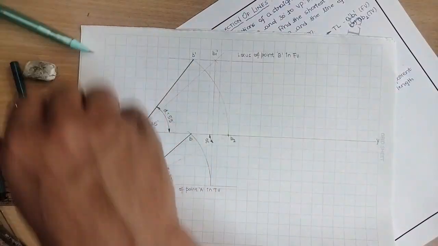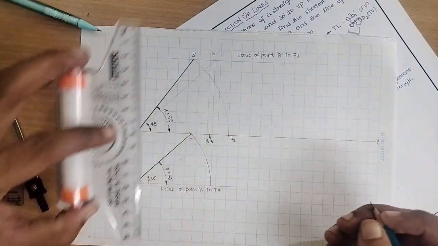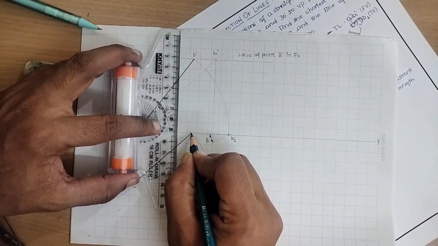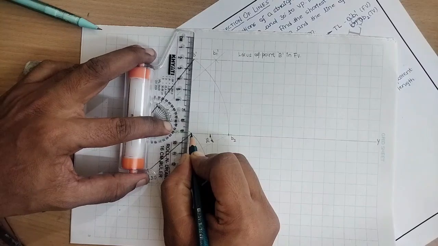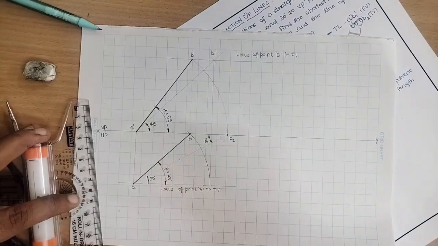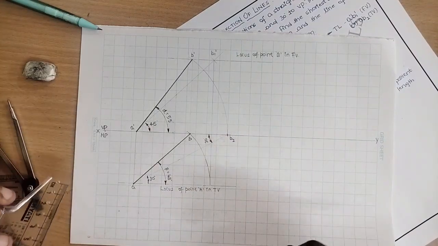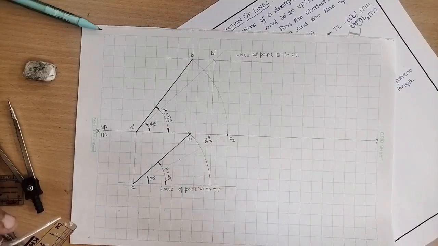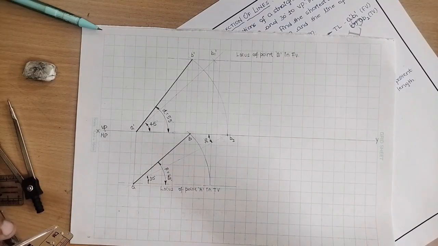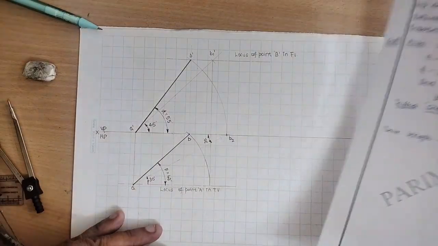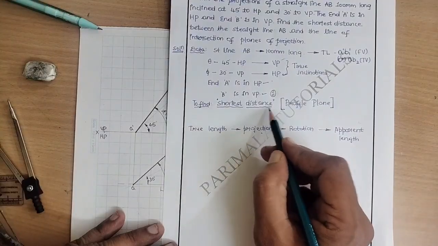What is the proof that the solution what we obtained is right or wrong? The two endpoints of the apparent length should be on the same straight line. If this condition is satisfied, that means to say that the solution is right. But we are not yet finished with the solution. What we wanted here, we wanted to find out something called the shortest distance.